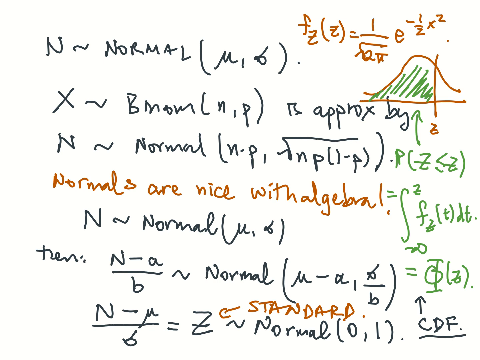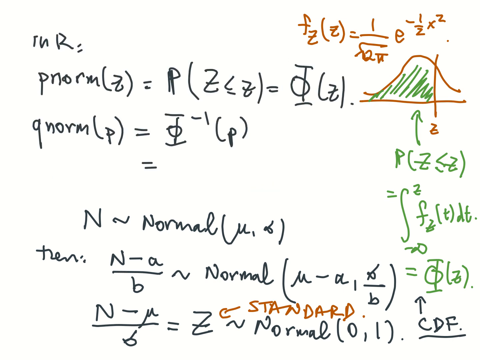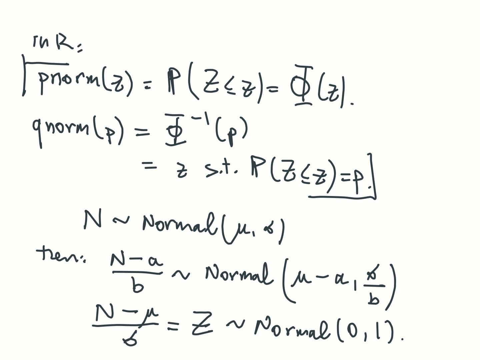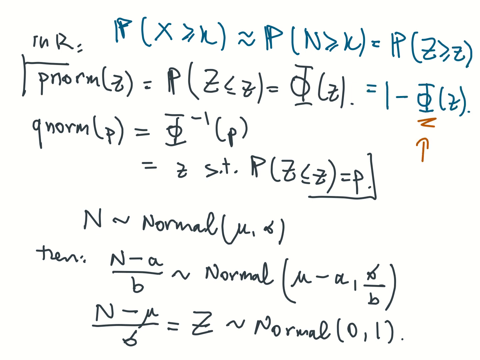The normal CDF and its inverse can be accessed in R by the commands pnorm and qnorm. So in summary, after some algebra, we can compute the probability of X bigger than or equal to k by turning it into a problem about the probability of Z bigger than or equal to some little z. That is, we simply need to evaluate the standard normal CDF.